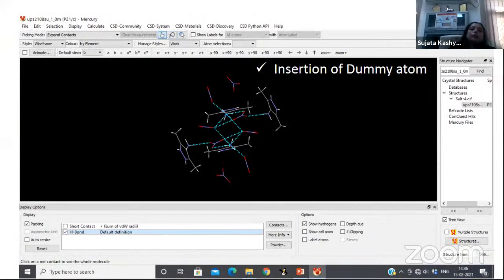Then the next thing is the insertion of a dummy atom. Suppose we have a phenyl ring and we want to generate pi electron density. That means we have to create a dummy atom at the center of the phenyl ring, which will act as the pi electron density for making a CH pi interaction or pi pi kind of interaction. With the help of Mercury software, we can also generate a powder XRD pattern. I will also demonstrate these two with the help of Mercury software.